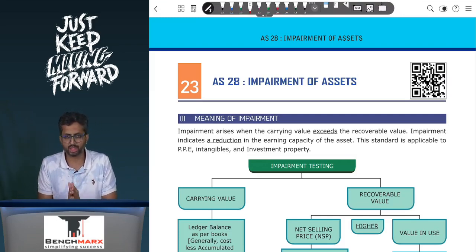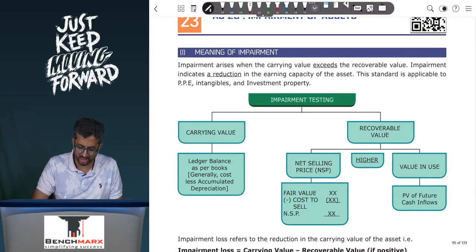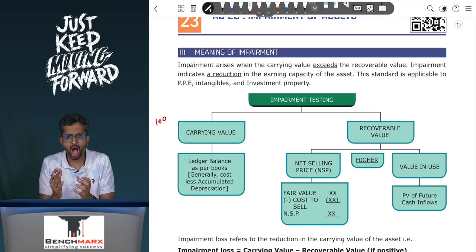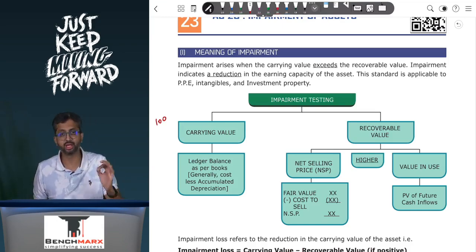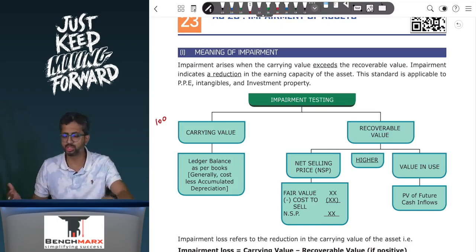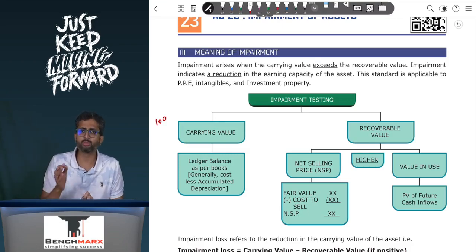Like for example, you have a car which has a carrying value of 100 rupees, and let us say the remaining life of this car is another 10 years. Now I want to figure out whether this car is impaired or not. So I will figure out what can I do with the car? Well, I can sell the car today. If I sell the car today itself, I can't use it. But if I sell the car today, I will get the fair value. That is the net selling price, which is the fair value minus the disposal cost.